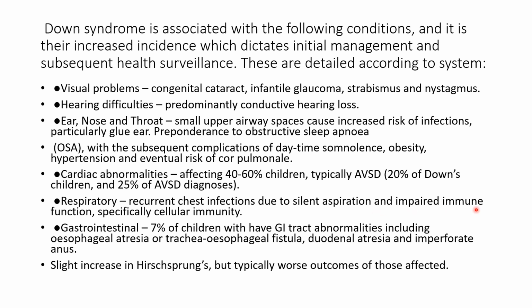Otherwise, these are some of them. Silent aspiration, impaired. So why is there silent aspiration? We have said silent aspiration because they have a small upper airway space. Then they also have impaired immune function. Then on the gastrointestinal complications or associated conditions, 7% of children will have GIT abnormalities, including esophageal atresia or tracheoesophageal fistula, duodenal atresia, and imperforate anus. Then the other condition in the gastrointestinal tract is a slight increase in Hirschsprung's or congenital megacolon. But typically, worse outcomes of those actually affected. So these are some of the conditions that are present or associated with Down syndrome.